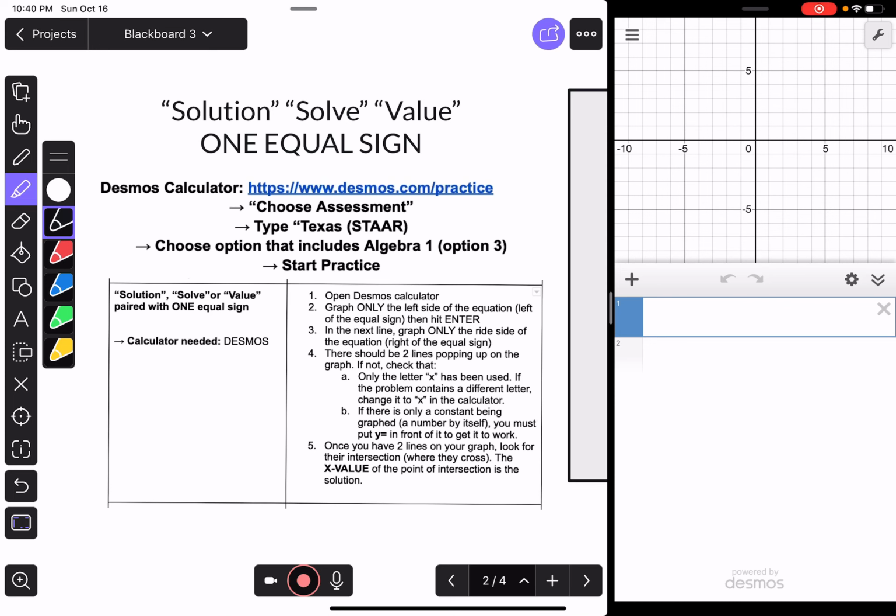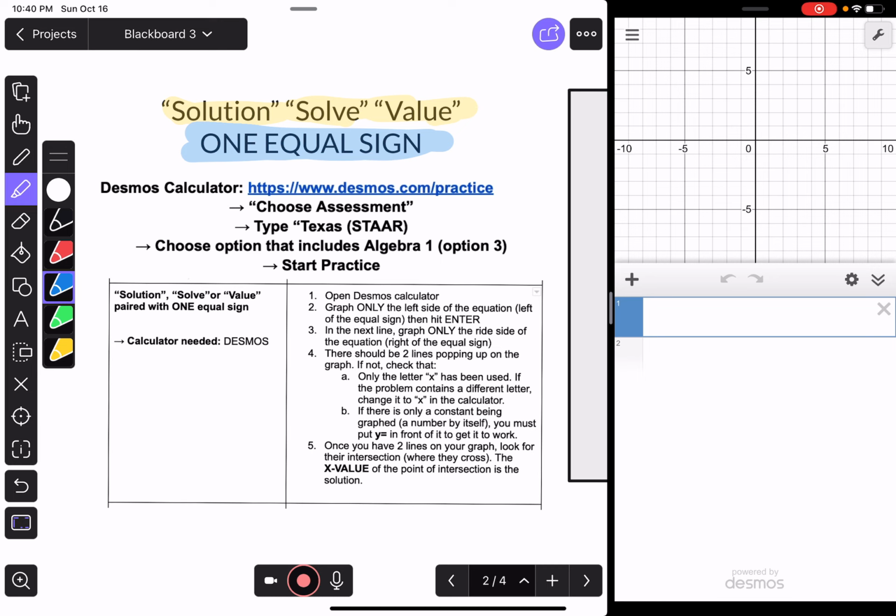Today we're going to be talking about problems that include the keywords solution, solve, or value. So if you see the word solution, solve, or value in a STAR question, there's a possibility that you'll be able to do this trick. The second thing we're looking for is if it has one equal sign. So if we have a problem that contains one of these three words and it has one equal sign, then it's worth trying this trick.